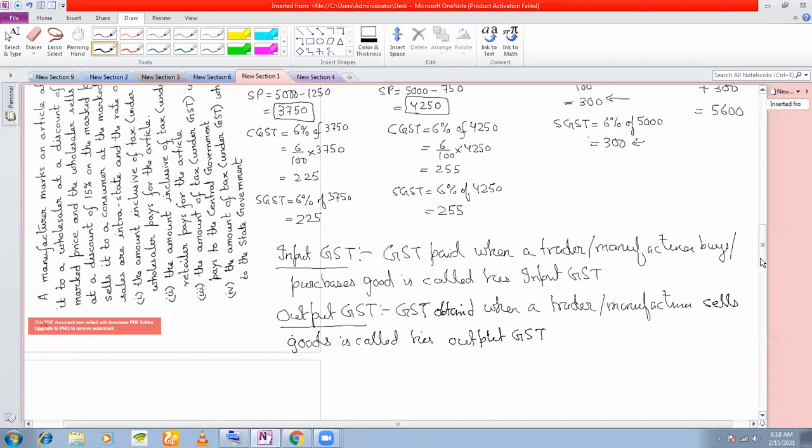I'm purchasing goods from someone, then I have to pay the person who is selling to me. Now, when I pay the person who's selling to me, I pay him with the taxes, right? So that tax that I pay to him, that GST that I pay to him, is called his output and my input. Understood? It is called my input because I am buying. Okay. So while purchasing whatever I am buying, it is called my input GST.